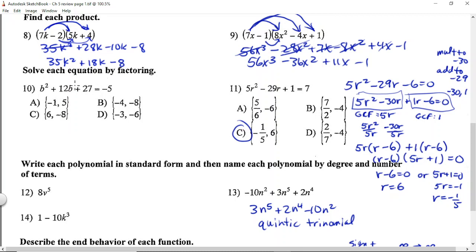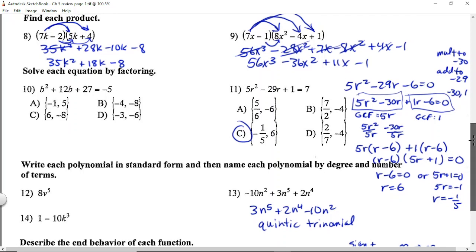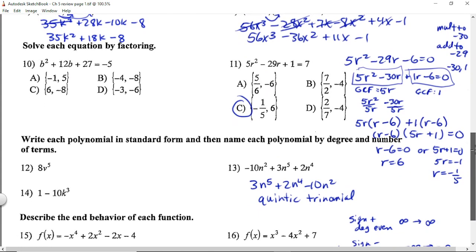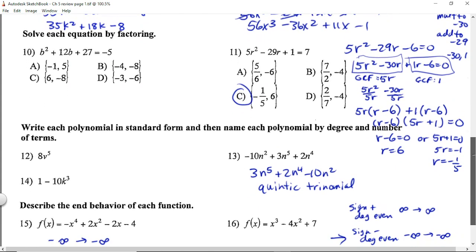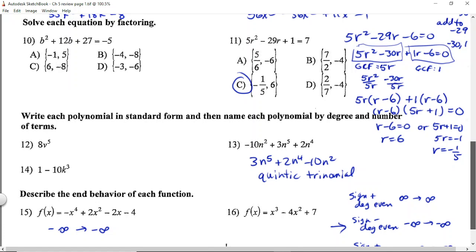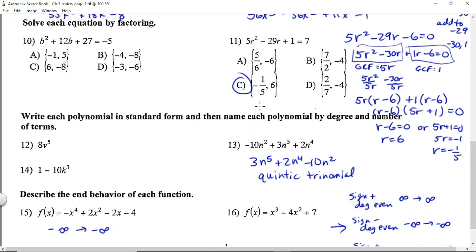Okay, so let's look at the next two. We did number 11. Number 10 I think we did in class, but some of you have been quarantined or not been in class, so let's look at number 10.